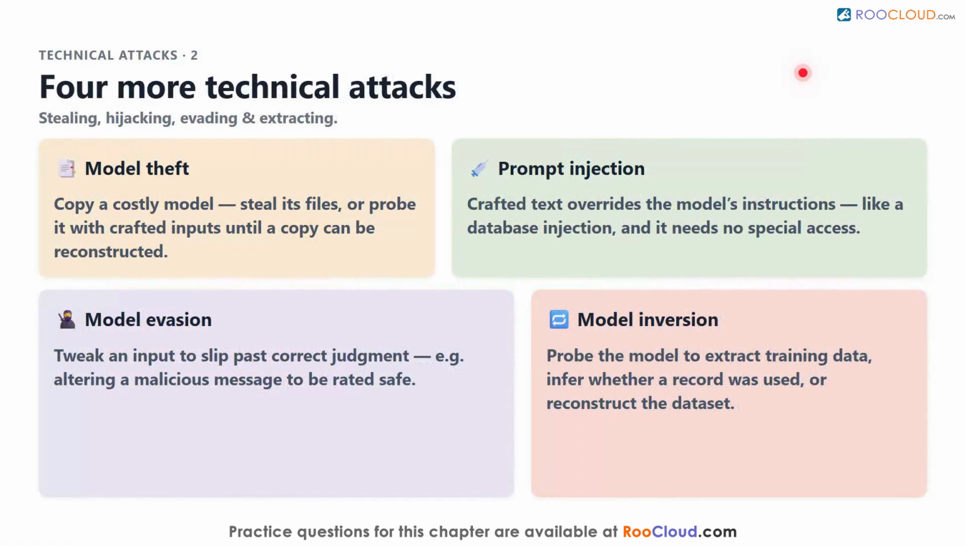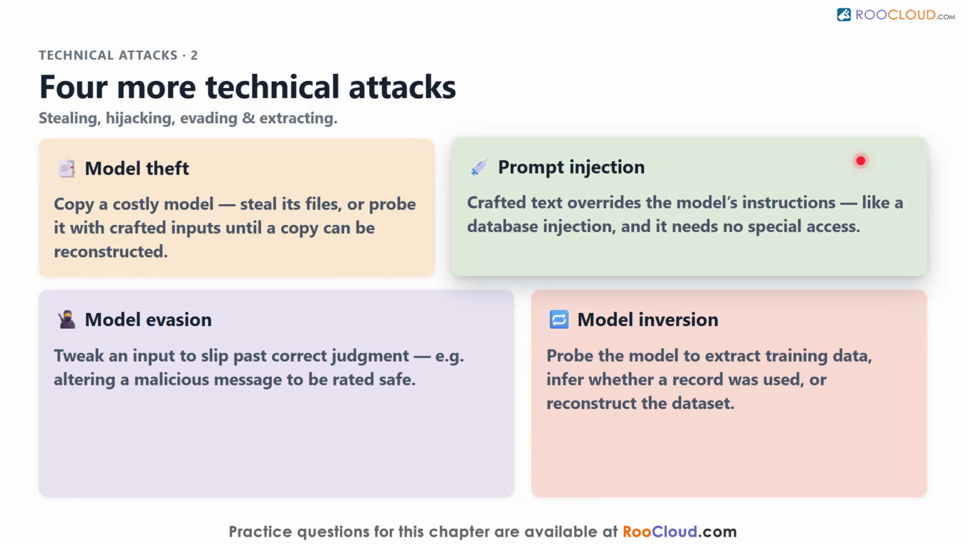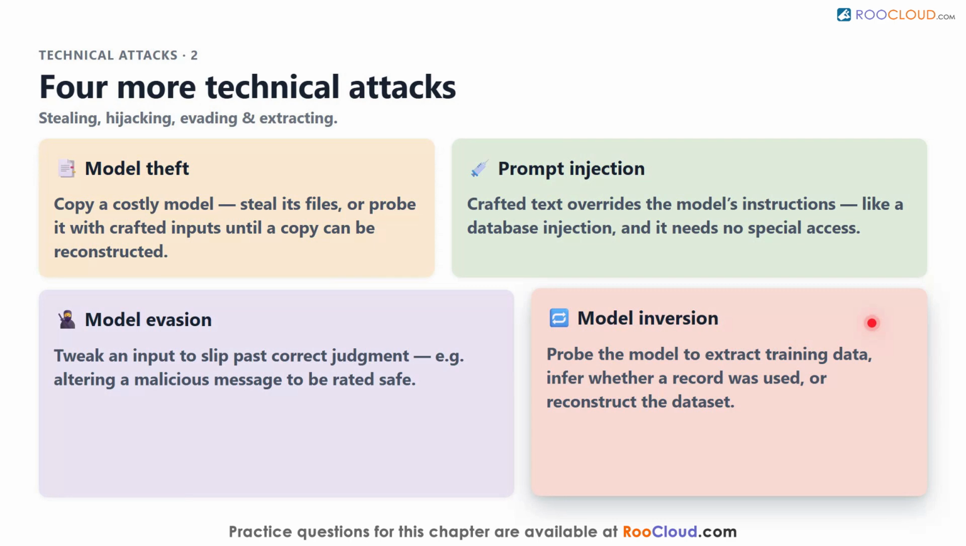The technical attacks continue. Model theft copies a valuable model, which can cost a fortune to build, either by stealing its files or by probing it with crafted inputs until a copy can be reconstructed. Prompt injection feeds the model crafted text that overrides its original instructions, much like a classic database injection attack. And it is popular because it needs no special access. Model evasion tweaks an input to slip past the model's correct judgment, like altering a malicious message just enough to be wrongly rated safe. And model inversion works the opposite way, probing the model to extract sensitive training data, infer whether a specific record was used, or even reconstruct the dataset.